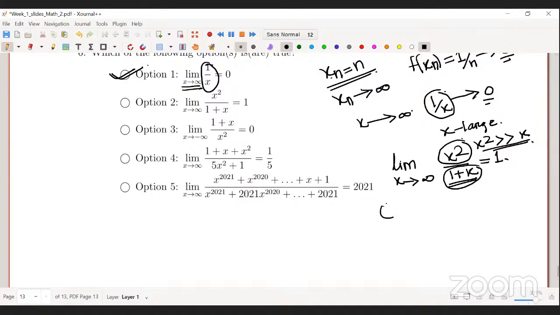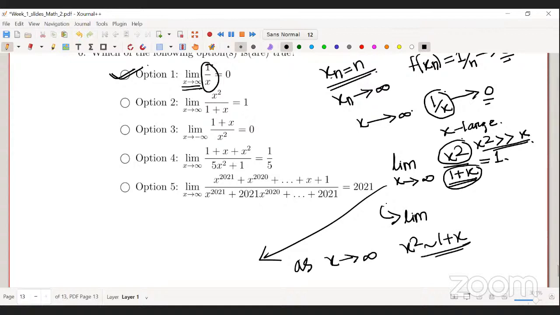What do you mean by x square by 1 by x converging to 1 as x tends to infinity? In some sense it's saying that as x tends to infinity, x square is somewhere near 1 plus x. It's not true, because as I said, if x is large, then x square is much bigger than 1. That is my point, but we can do it mathematically.